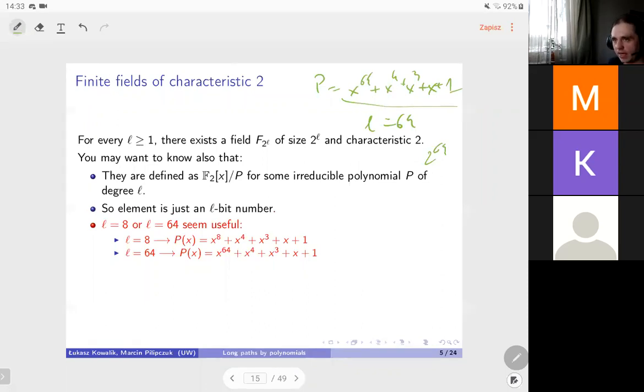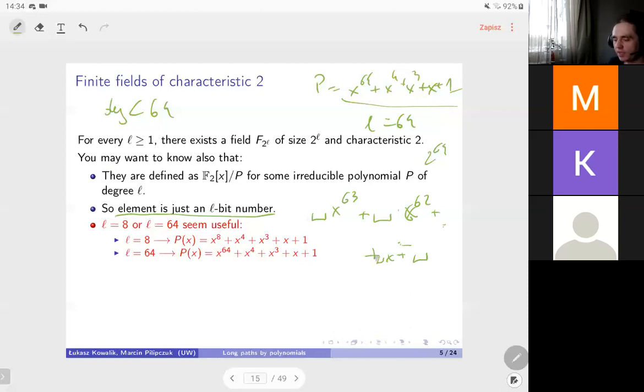So if you take a polynomial modulo this one, there is a representative that has degree less than 64, because you can always subtract this polynomial P with some coefficient if you have a degree of at least 64. So the degree of your representative is less than 64, and the coefficients are 0 and 1, so you can think of this element as just a 64-bit number. So this is really something times x to the 63 plus something times x to the 62, plus and so on, plus something times x plus something, where the something is 0 or 1. So you can think of them as a 64-bit number.